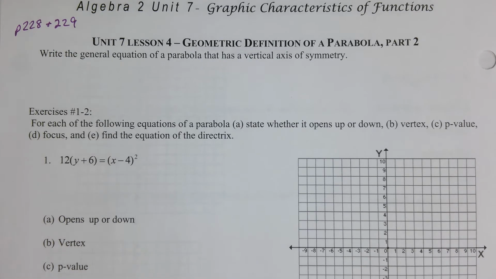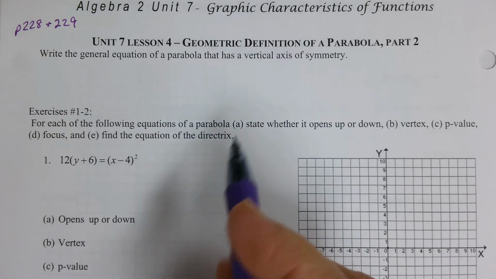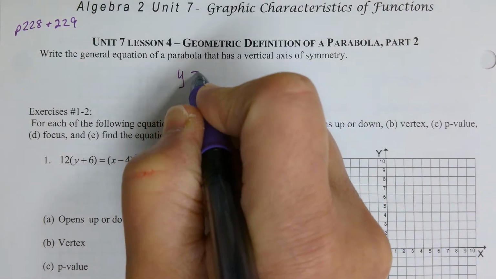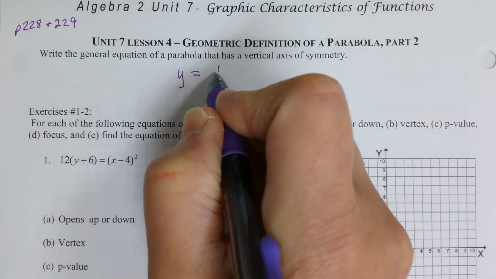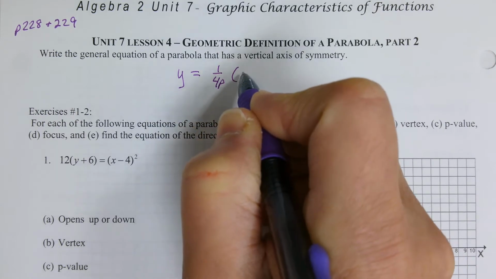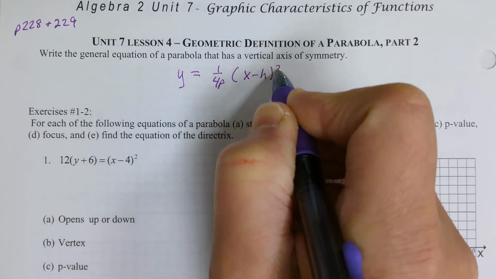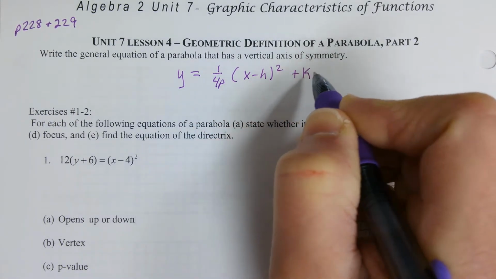Today we're on pages 228 and 229 of our textbook, Unit 7, Lesson 4. This is our second day of the geometric definition of a parabola. Write the general equation of a parabola that has a vertical axis of symmetry. This is y equals 1 over 4p times x minus h squared plus k.